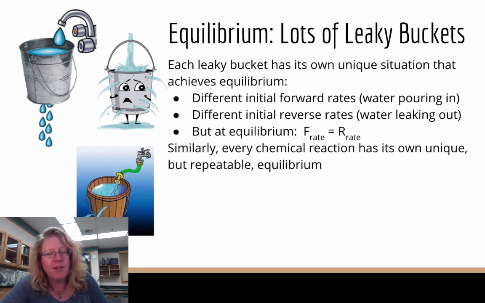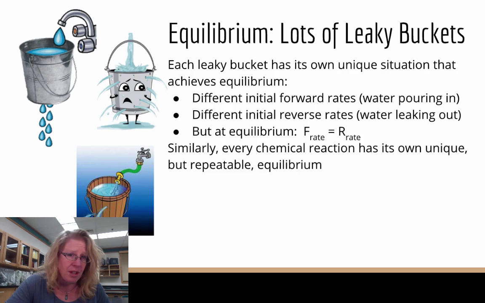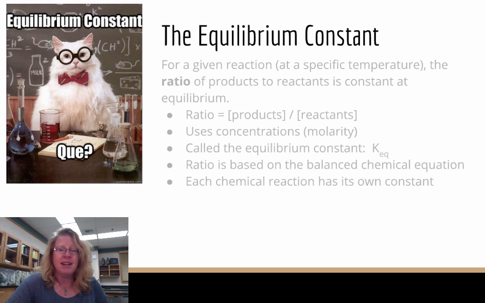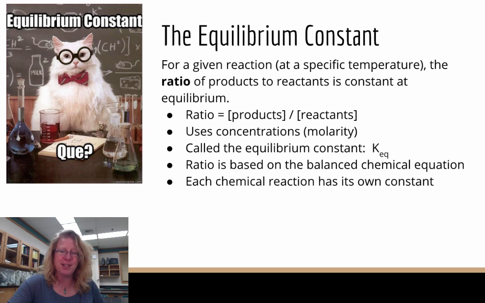So, like I said, every single chemical reaction is going to have its own unique equilibrium point based on those forward and reverse reaction rates, and that's independent for each chemical reaction. Sounds like a lot to memorize. It really isn't. Luckily, there's a shortcut for dealing with all of these things. And this is something called the equilibrium constant. It sounds kind of scary at first. I guarantee you it's not. Once you get the hang of these, they're actually pretty straightforward.